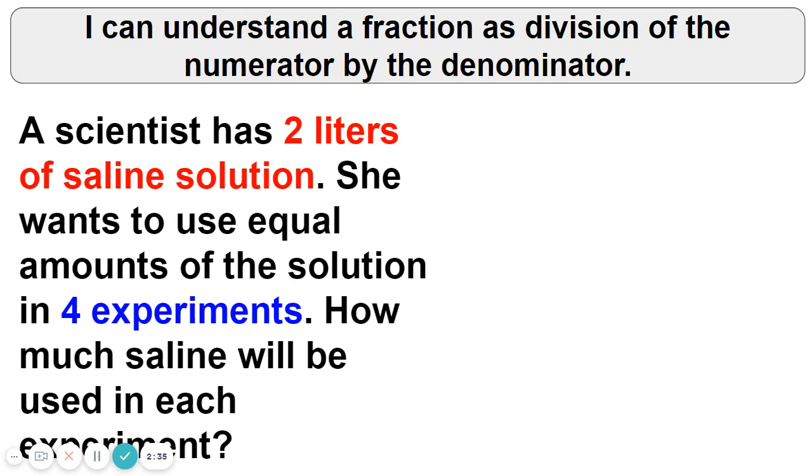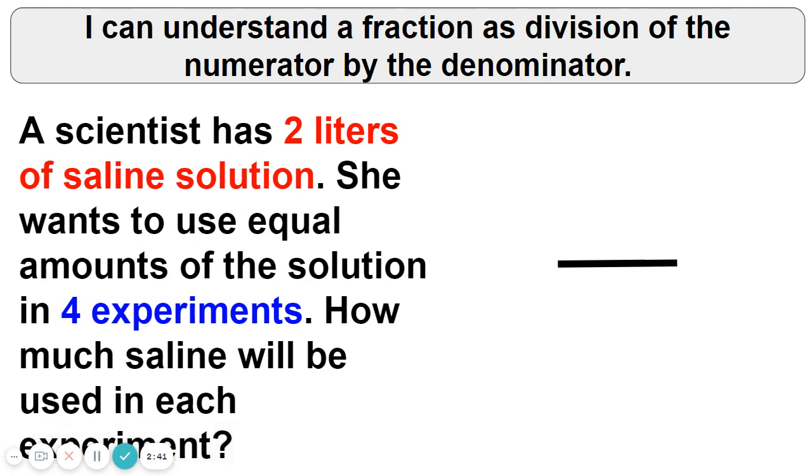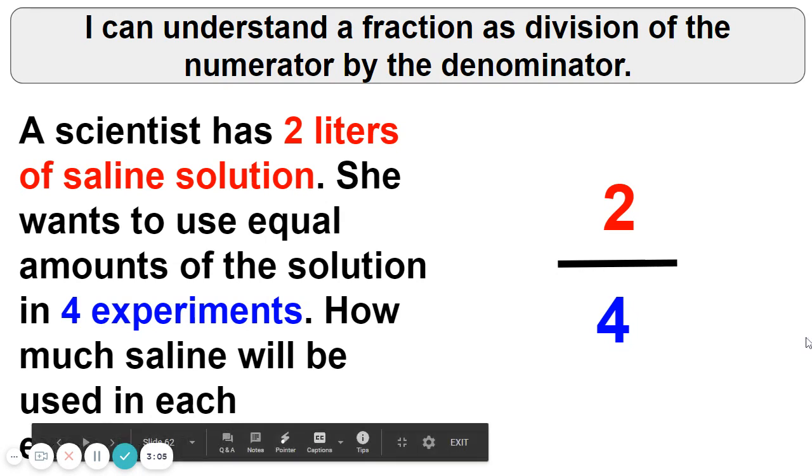So when I make my fraction, what we have goes on the top, so 2 liters. And who or what we split it between is our bottom number, and that is 4 experiments. So each experiment is going to use 2/4 liter of saline solution. But I know that 2/4 can get smaller, so it's actually going to be 1/2 liter of saline solution per experiment.